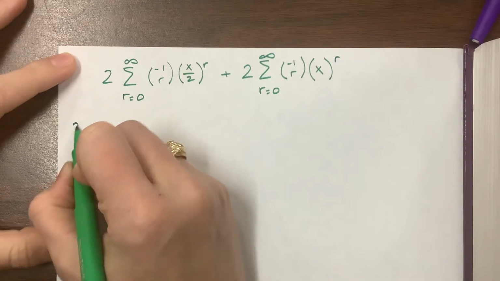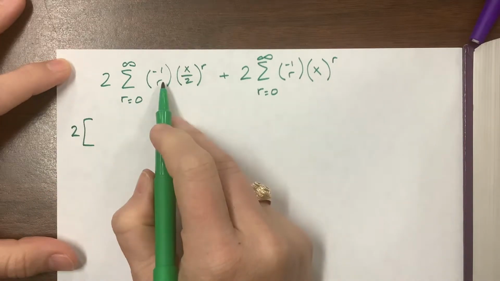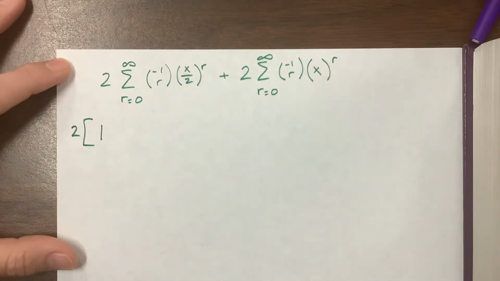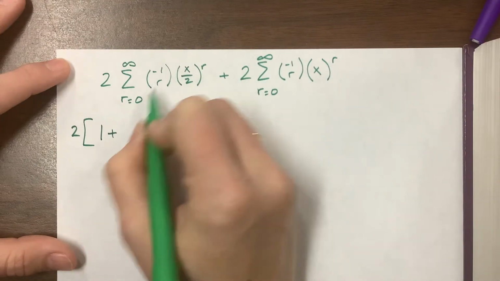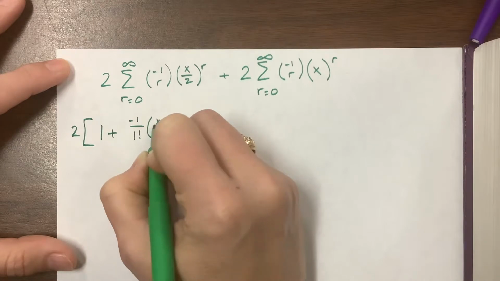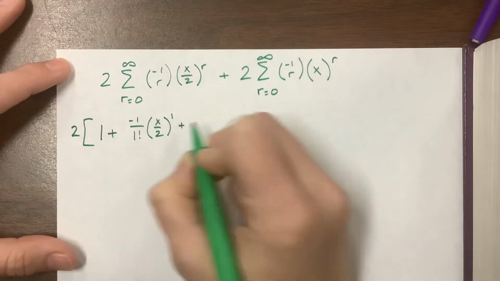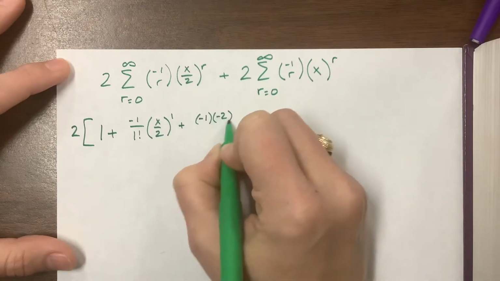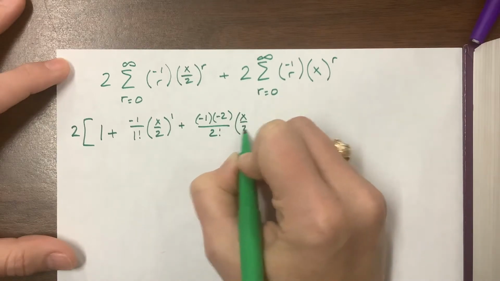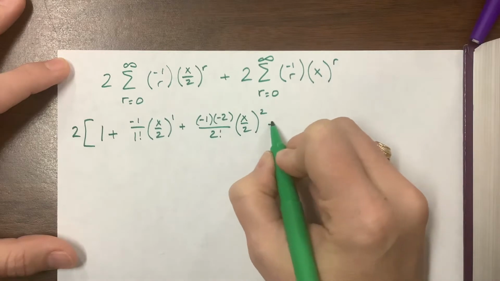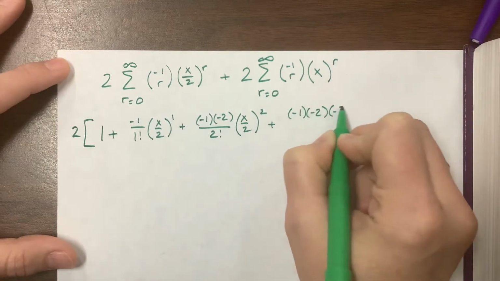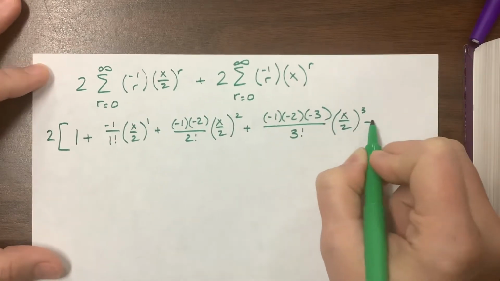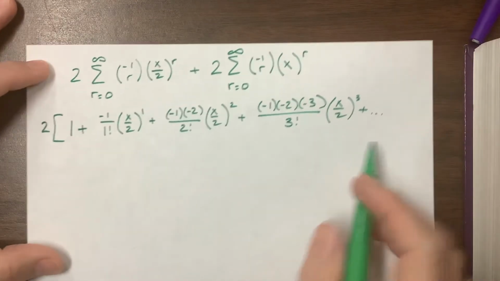So this first one becomes 2 times, well, what happens when r equals 0? When r equals 0, this becomes 1, and anything to the 0 power is 1. So that first term is just 1. Now what happens when r is 1? So now I have negative 1 over 1 factorial times x over 2 to the 1. Then when r equals 2, now I have negative 1 times 1 less than that, which is negative 2 all over 2 factorial times x over 2 squared. The next one is negative 1 times negative 2 times negative 3 all over 3 factorial times x over 2 cubed. And I could keep going, but they only asked me to go to the x cubed.